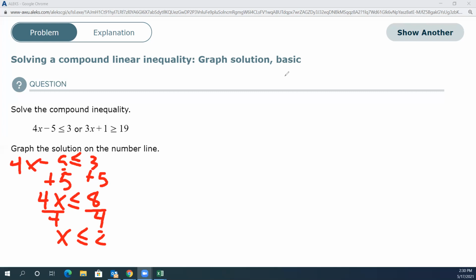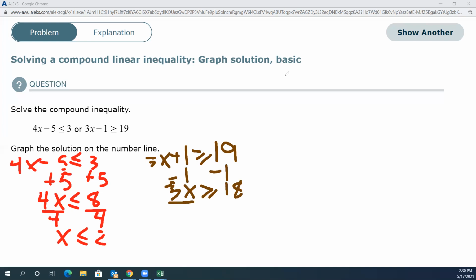Let's go with this color again. So 3x plus 1 is greater than or equal to 19. If I subtract 1 from both sides, I get 3x is greater than or equal to 18. Then I divide both sides by 3, and x is greater than or equal to 6. Okay, but what's the solution?